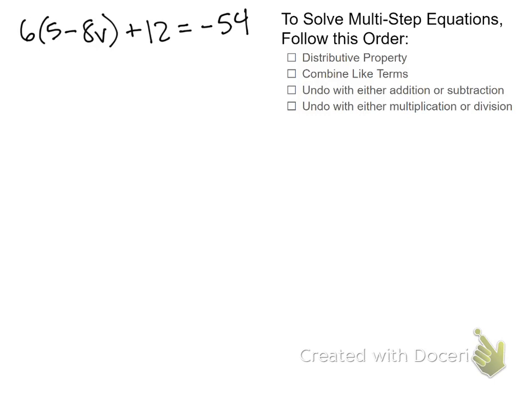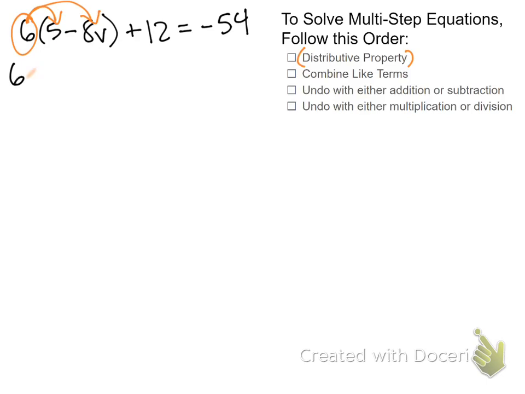I see that there is distributive property, and one of the ways that we can tell is if there are parentheses. So I see parentheses here. That tells me that I'm going to distribute. I need to distribute the 6 to both of the terms that are inside the parentheses. So I like to expand this out so I keep track of everything that I'm doing.